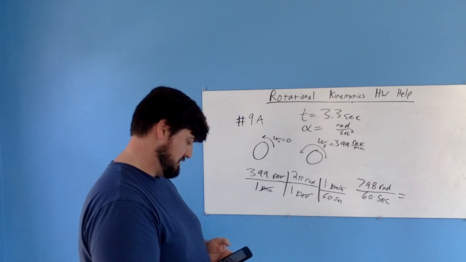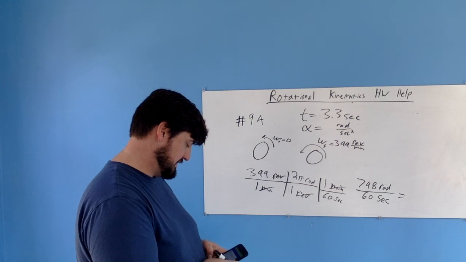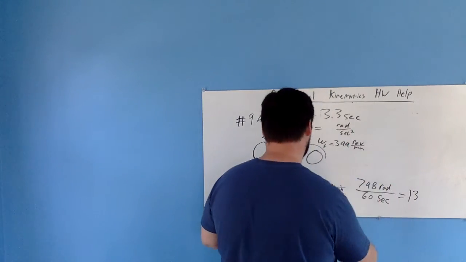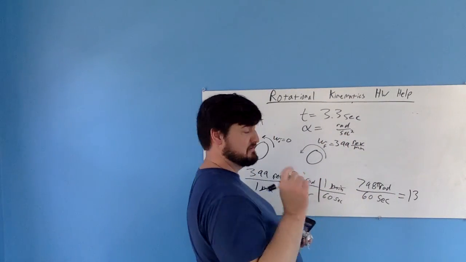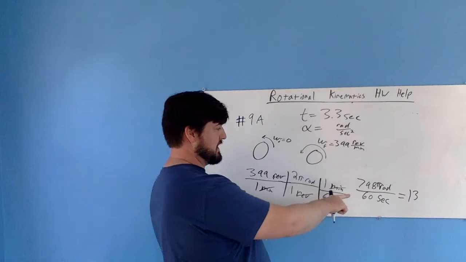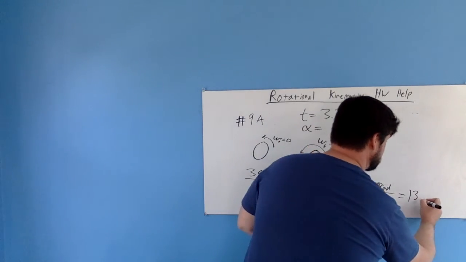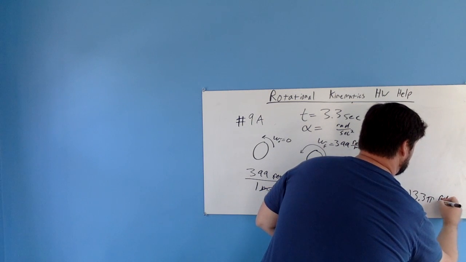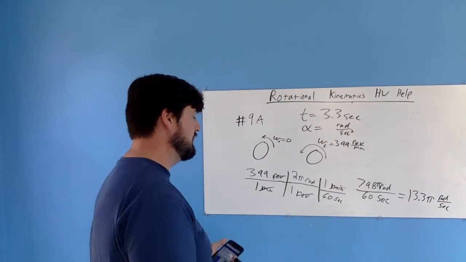Walk through it with me here. You guys can do this at home, right? But we get 798 divided by 60. We get 13.3. 798 pi radians. See, I forgot the pi in there. That also has to carry through. 798 pi radians over 60 seconds is 13.3 pi radians per second. You can multiply by pi right now if you want to.